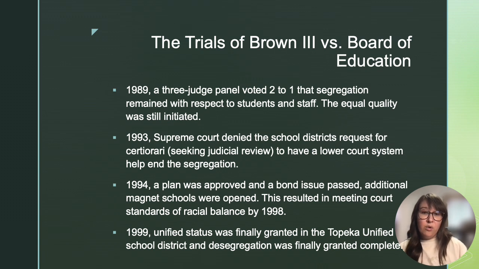Then in 1994, there was finally a plan that was approved and a bond that was issued to have additional magnet schools opened. A magnet school is a school system that offers specialized curriculum to attract students from different backgrounds, and a school system where all races are welcome. So this resulted in meeting court standards of racial balance by 1998. Then finally, in 1999, unified status was granted to the Topeka Unified School District, and desegregation was granted completely.